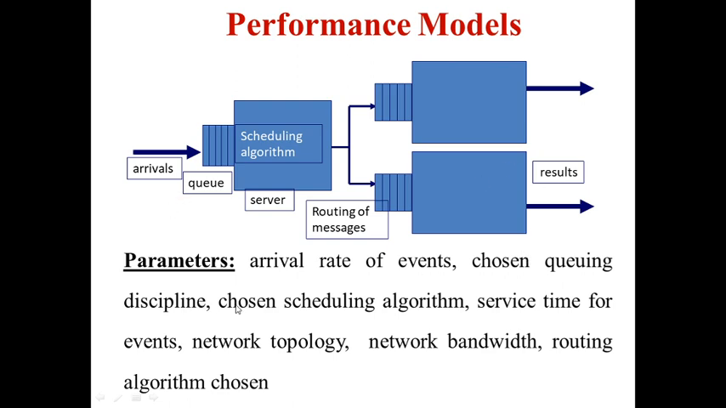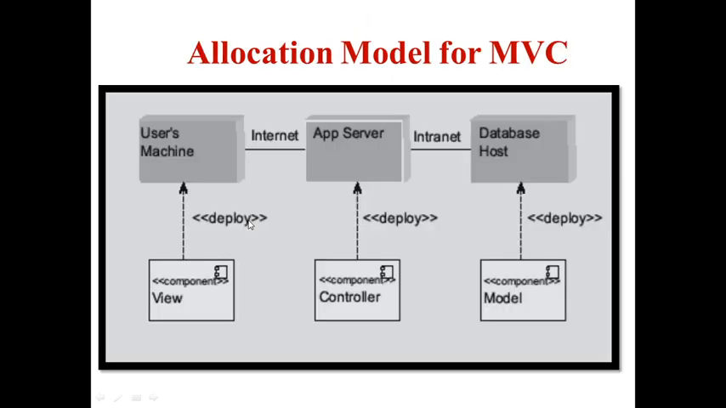Here, what are all the parameters? Arrival of events will be a parameter and everything should be in a queue. That is another parameter, and we have to choose a particular scheduling algorithm. That is the next parameter, and how long it takes to serve. That is the next parameter, and which kind of network topology we are going to use, what the bandwidth is, and what the routing algorithms are to that particular place. All these things are considered as parameters.